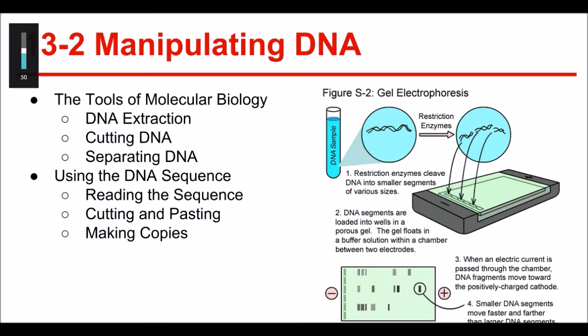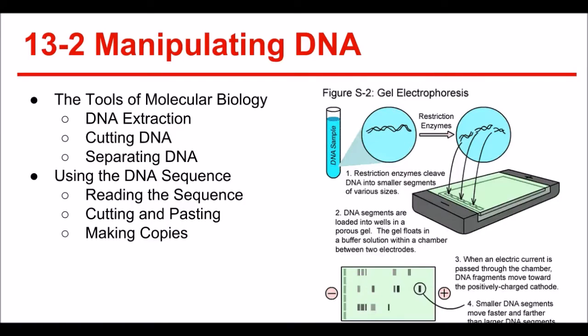It's a simple chemical procedure where the cells are opened and the DNA is separated from the other cell parts. And then there's cutting DNA. When DNA molecules are too large to be analyzed, they are cut into smaller fragments using restriction enzymes. Hundreds of specific restriction enzymes are known, and each one cuts DNA at a specific sequence of nucleotides. And then we have separating DNA.